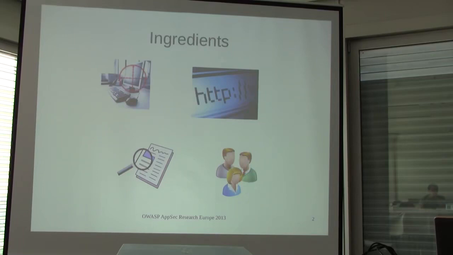So these are the ingredients for today. We'll talk about targeted attacks. We'll talk about how to analyze HTTP traces, such as GET and POST requests of our customers, to try to find these targeted attacks in a semi-automated way.